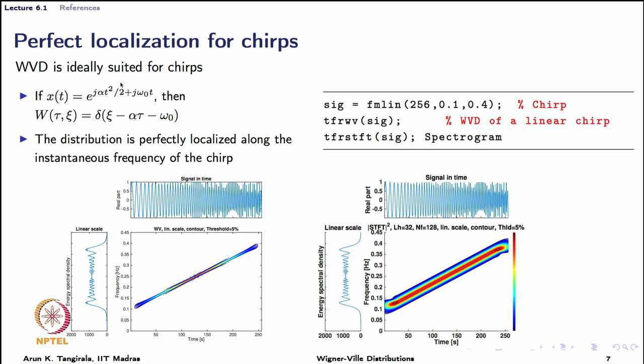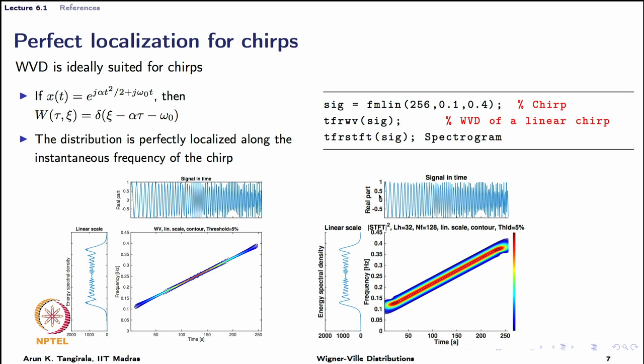Note that the instantaneous frequency of the signal is alpha t plus omega naught. So, that is exactly what is showing up here, and the distribution is therefore perfectly localized along the instantaneous frequency. Once again, I illustrate this fact here for you using the time frequency toolbox. The FM lin generates a complex linear chirp, and therefore, you do not have to take any Hilbert transform or construct an analytic representation. I have the Wigner-Ville distribution here, it just looks beautiful and very attractive. It is very nice, right? It is too sweet in fact.